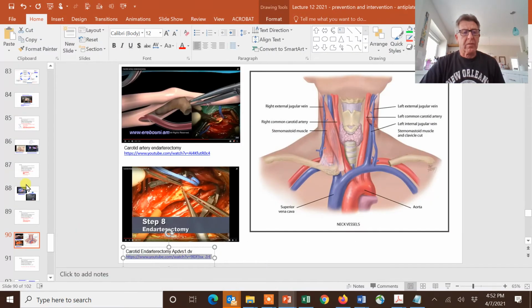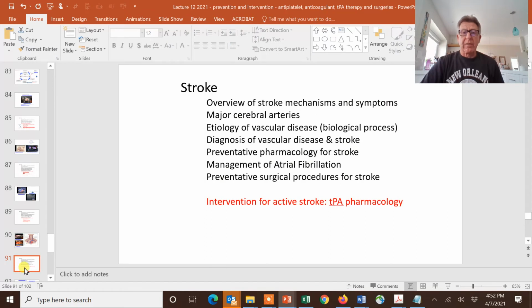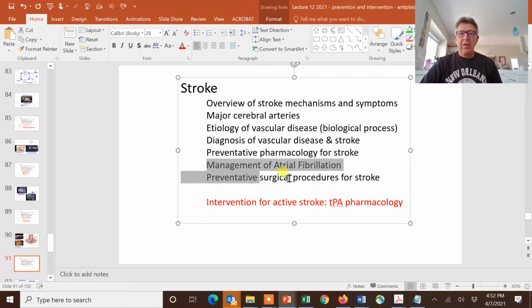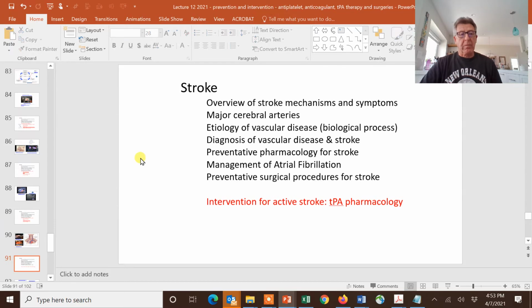Okay, awesome. Okay, alrighty. So we've done our surgical procedure there. Okay, we have an active stroke. Okay, so this is done. All these things that we've done here, this is all preventative at this point in time. But now we've got an active stroke. Okay, what are we going to do?